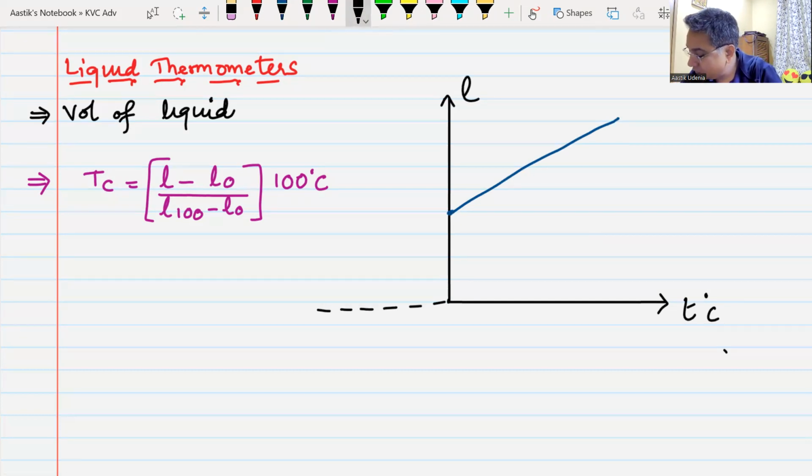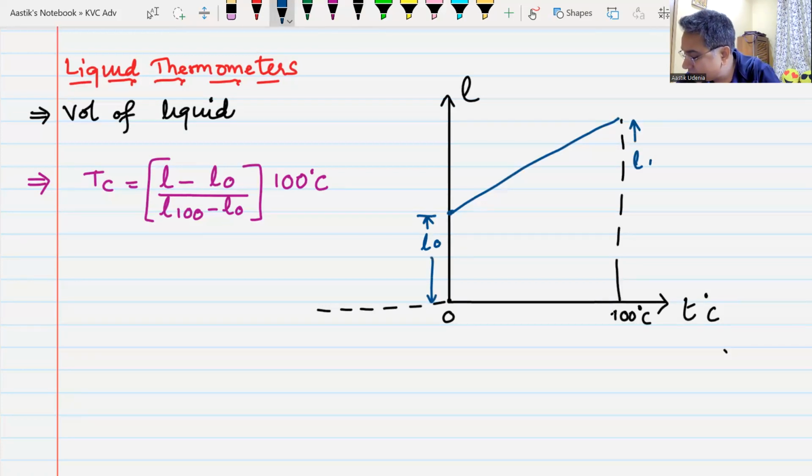This is your 0 degrees Celsius, and probably this is your 100 degrees Celsius. Do we understand what I am drawing here? This length will be the length at 0 degrees Celsius. This would be the length at 100 degrees Celsius.